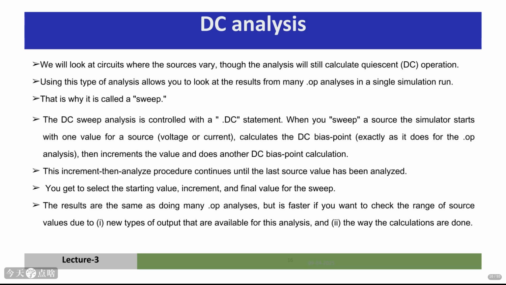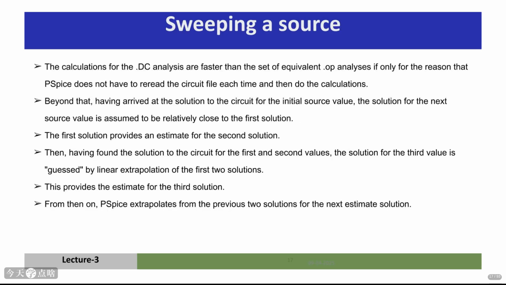It's like asking, what happens if I slowly increase this voltage from 0 to 10 volts? This is super useful for characterizing amplifiers, diodes, or any circuit whose behavior depends on DC levels. Why is DC sweep faster than just running .op multiple times manually? Well, PSpice doesn't have to read the entire circuit file and solve the whole system from scratch each time.